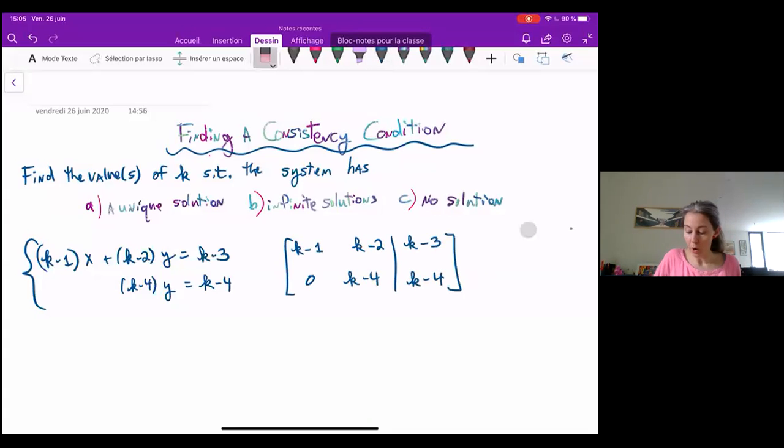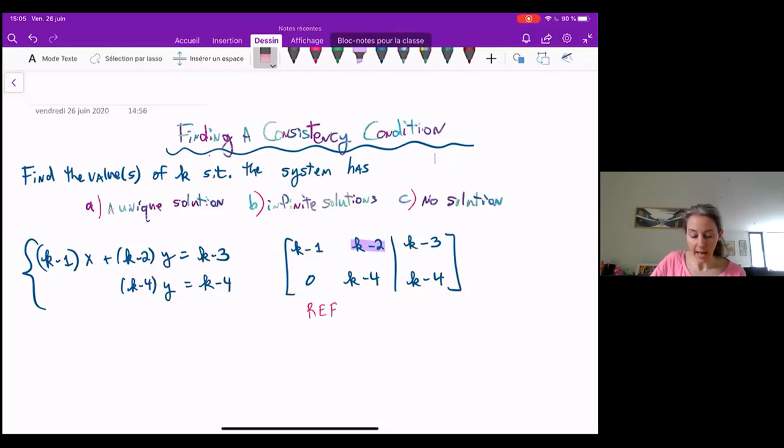Okay, so it turns out this is already in REF, row echelon form. And that's all we need when we're counting solutions. Our pivots don't have to be 1 and we don't need to have zeros above them. So this k minus 2, I don't need to make it 0. And that's a good thing because I can't make it 0, because I am not allowed to use k itself as a pivot. So this is REF.